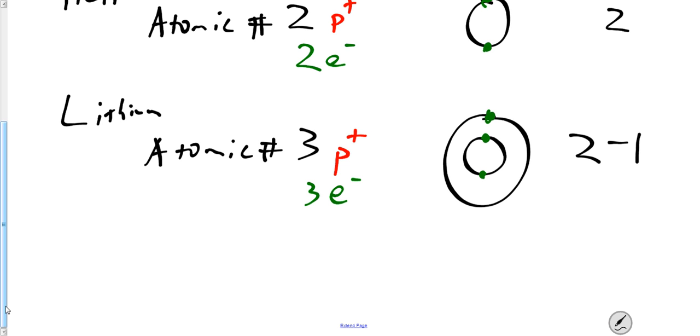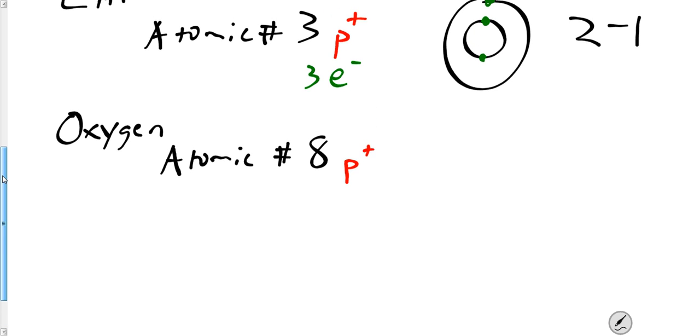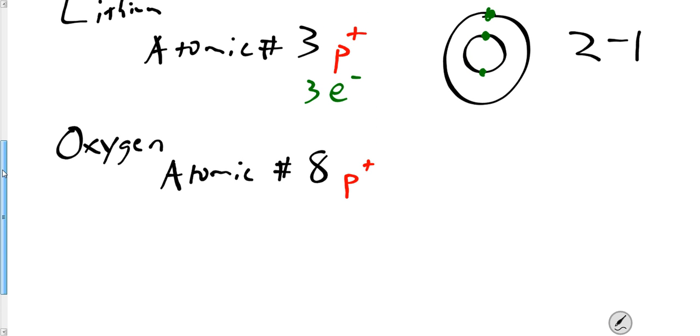With lithium out of the way, we're going to stop going in order. We're going to jump forward to an atom like oxygen. Oxygen has an atomic number of, I'll give you a moment to look it up, 8, which means it has 8 protons and normally has 8 electrons.